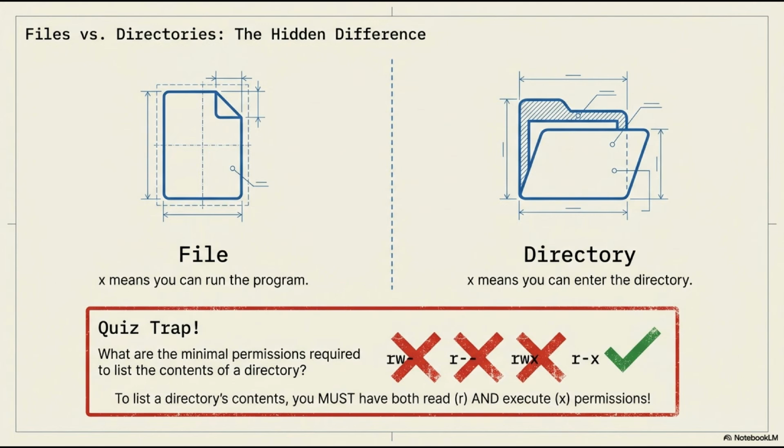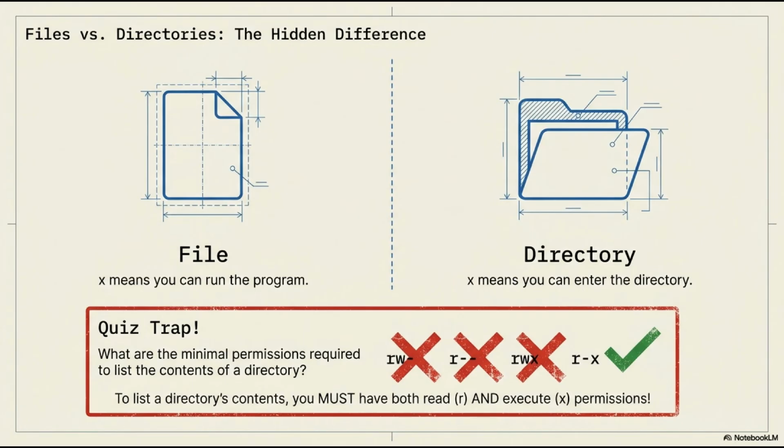Right, it dictates traversal. And this is a mandatory pairing explanation we need to dedicate some real time to because of a specific quiz example on the slide. The prompt asks, what are the minimal permissions required to allow a user to list the contents of a directory? And the answer is R-X. You absolutely must have both read and execute. Let's detail explicitly why both are mandatory.